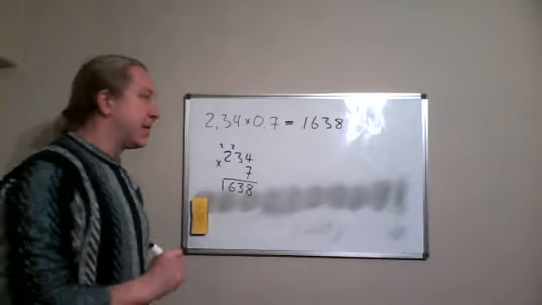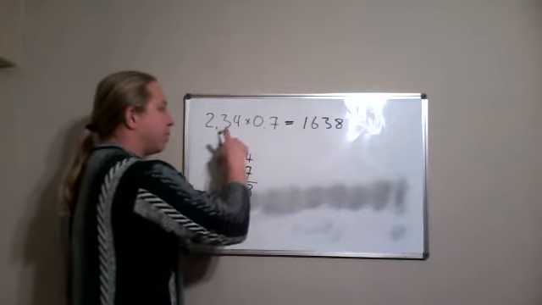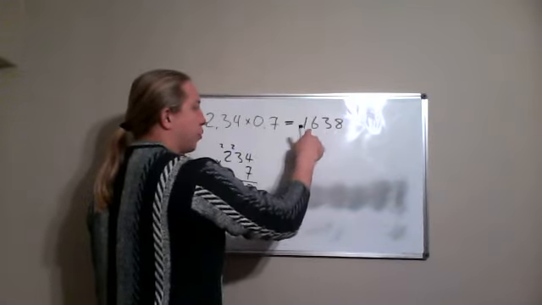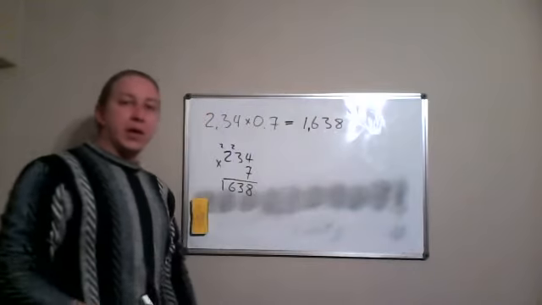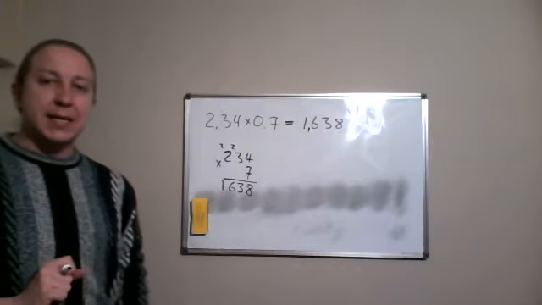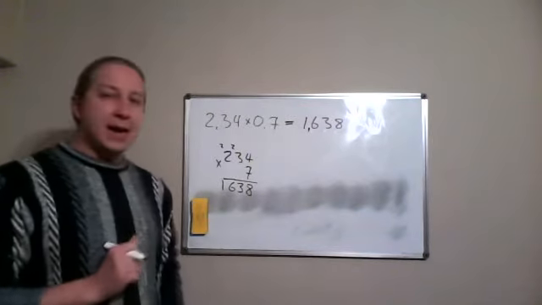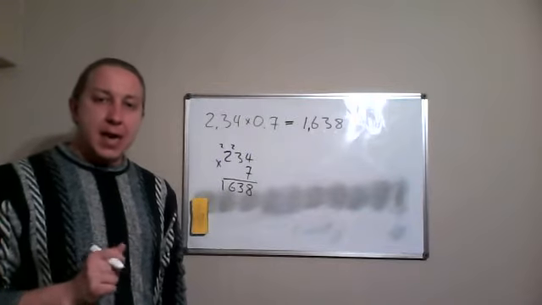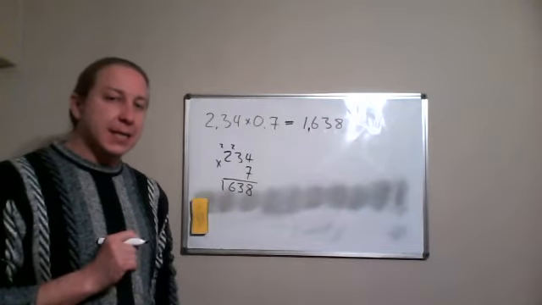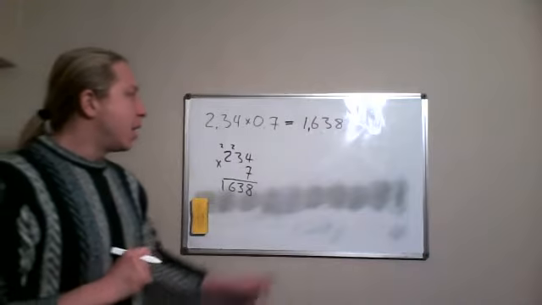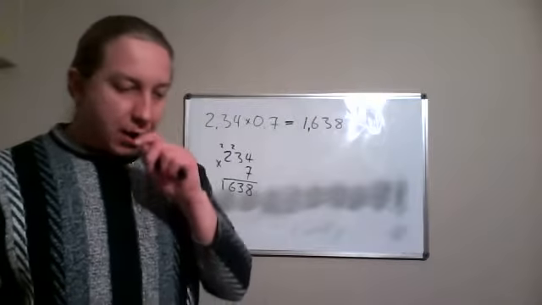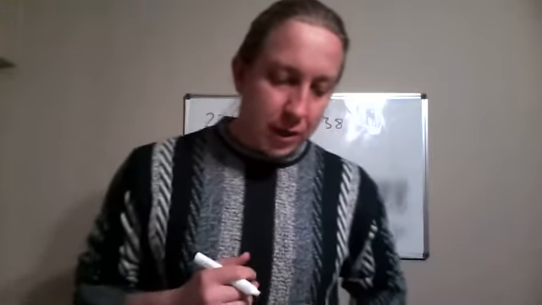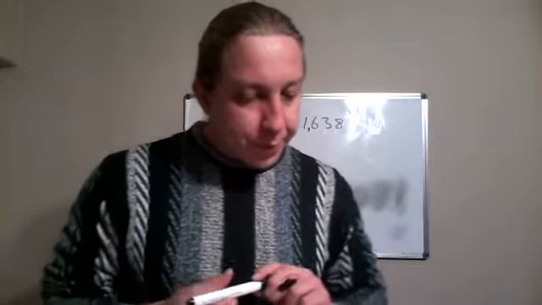So I'm going to say 1638 and add the decimal points, 1, 2, 3 places. The comma goes there. The answer that we get is 1.638. Is that in line with our estimation? Yes, because we said it should be less than 2. Right, guys, so that's how you can check yourself if you're on the right track or if you got the answer correct.